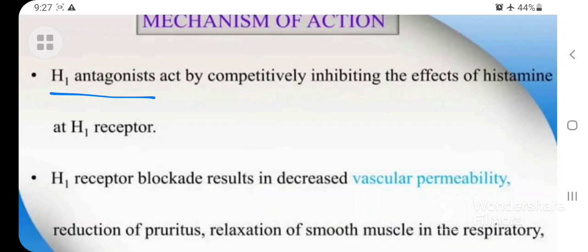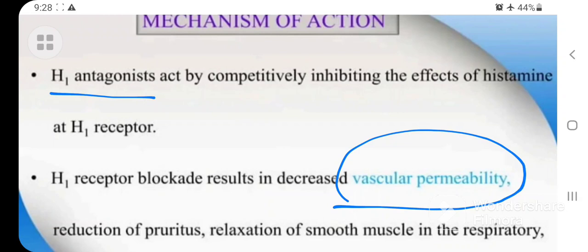Okay, I have explained that. If histamine gets blocked, then yes, vascular permeability decreases. If no vascular permeability, no histamine, no allergy. Simple. Reduction of pruritus, then relaxation of the smooth muscle in the respiratory tract.